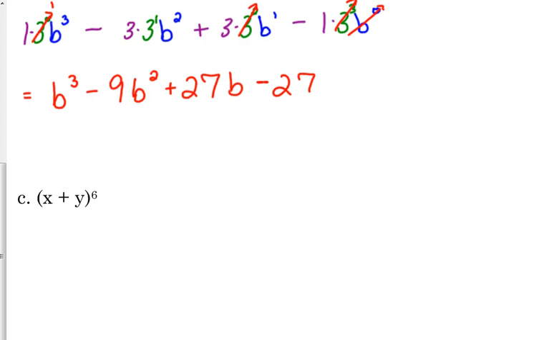We'll save the more involved ones for tomorrow. x plus y to the sixth. Okay, exact same thing. It's just we don't have any coefficients in this case. We don't have any constants. All we have are variables. So x to the sixth, x to the fifth, x to the fourth, x cubed, x squared, x to the first, x to the zero. This one's quite a bit longer. Then we do the second term, y. I'm going to put it second this time because we always do alphabetical order.